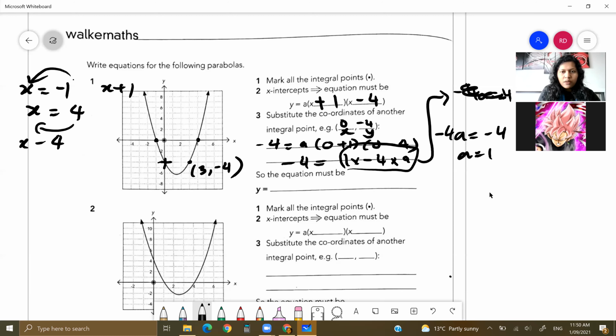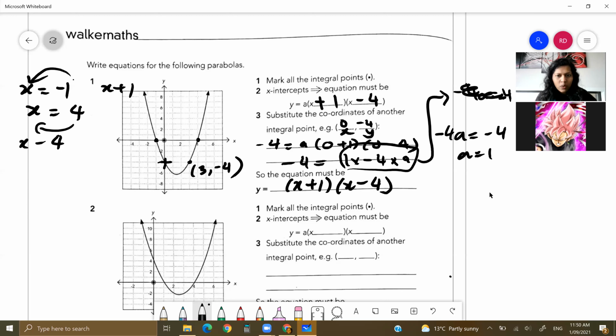Okay, so then you have your equation, x plus 1, x minus 4. Okay, so that's the factored form one. So you will write factored form when you can see the x-intercepts. You will use the other form when you can see the vertex. If you can see both of them clearly, then it's really up to you. You can choose either or.